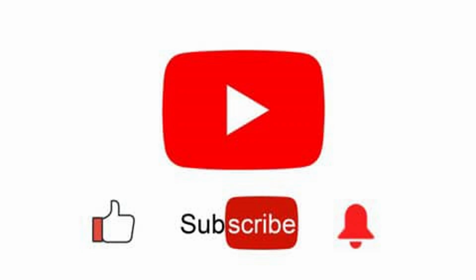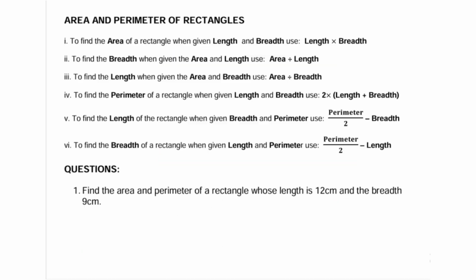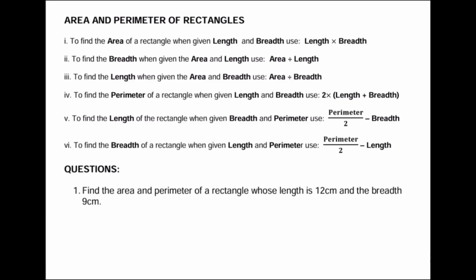Perimeter of plane shapes. Today we'll be looking at area and perimeter of rectangles. So to find the area of a rectangle, when given length and breadth, use length times breadth. To find the breadth, when given the area and length, use area divided by length. To find the length when given the area and breadth, use area divided by breadth.